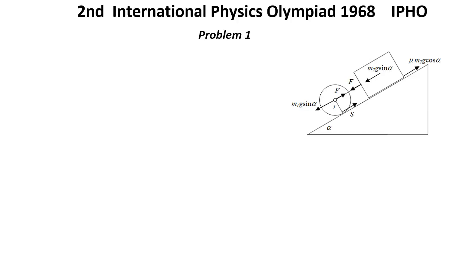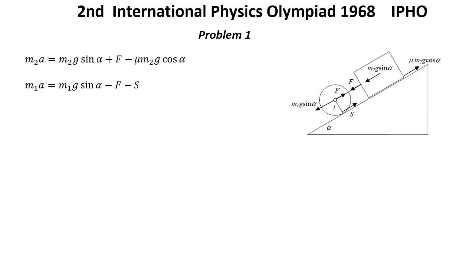The net force causing the acceleration of the block is this one. M2a equal M2g sine alpha plus force F minus force of friction, which is mu M2g cosine alpha. And the net force causing the acceleration of the cylinder is this one.